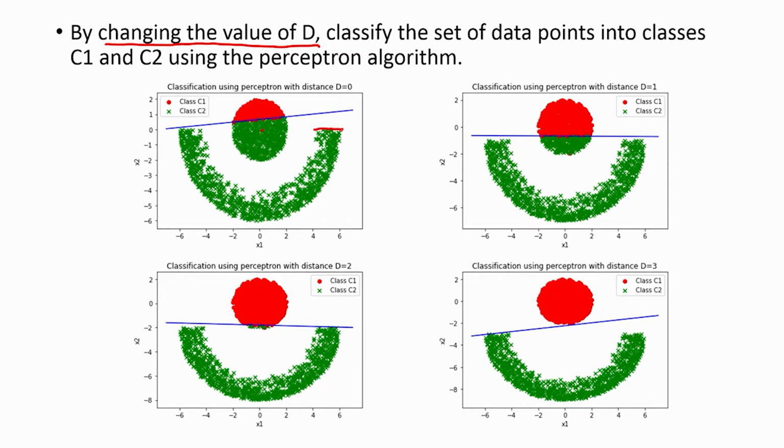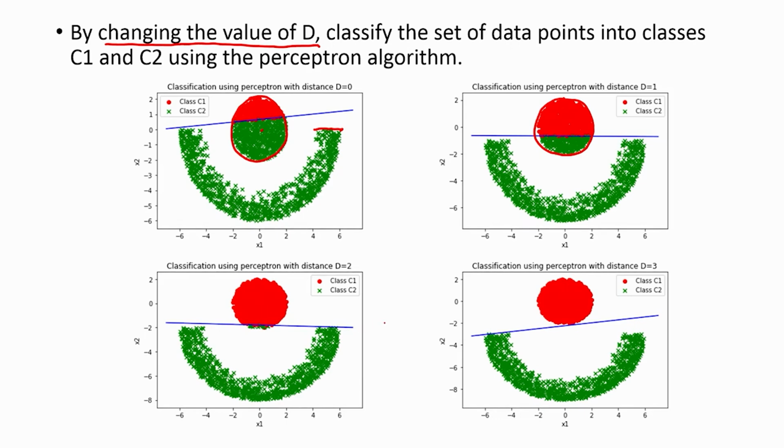In the first case we see that when D equals 0, that is, they both are at the same level, the data is not linearly separable. Therefore, the perceptron algorithm is not able to classify the data points uniquely, that is, we are not able to classify C1 separately from C2. Similarly, in the case of D equal to 1, again the data is not linearly separable and therefore, we are not able to attain 100% accuracy. Again in D equal to 2 case, the same thing happens, the data is not linearly separable.